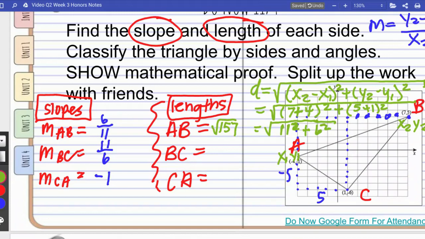Well, since AB and BC have the same slope, guess what? They have the same length.